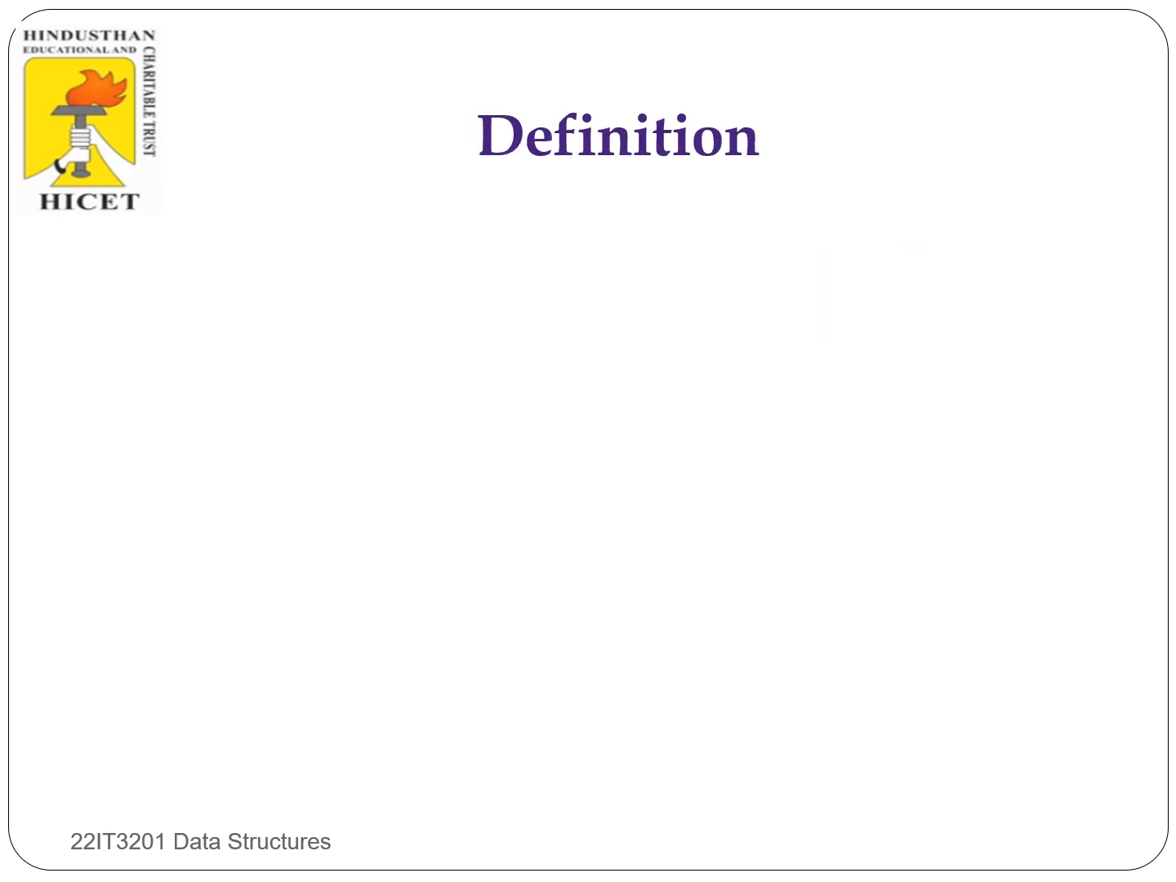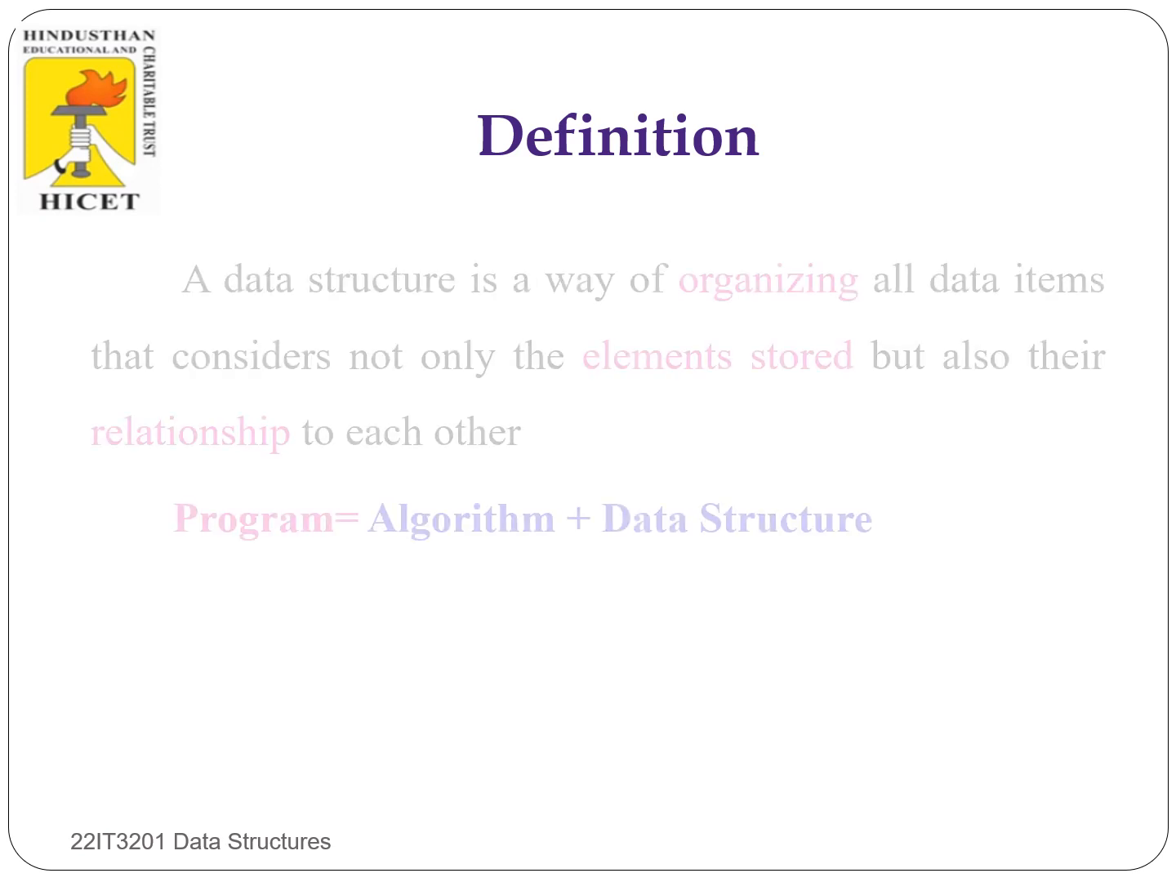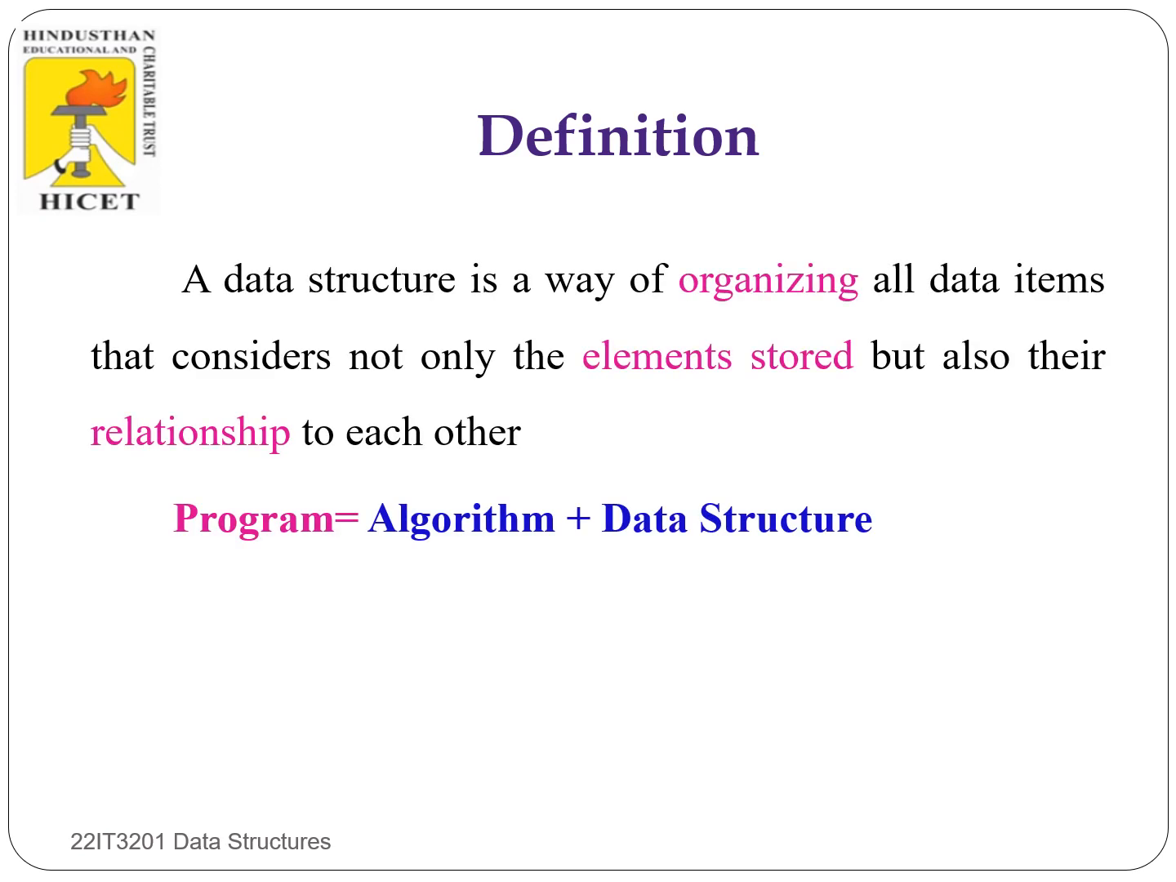Now, we have understood the need for data structure. So, getting into data structure: a data structure is a way of organizing data items that considers not only the elements stored but also their relationship to each other. In general, we can call a program an algorithm plus data structure. So whatever the problem we need to solve, we should combine the algorithm with the appropriate data structure to get the necessary output.